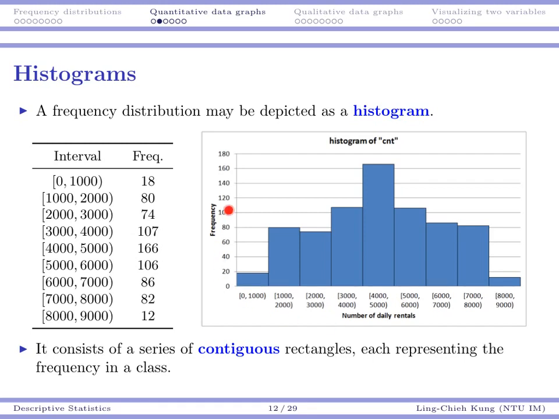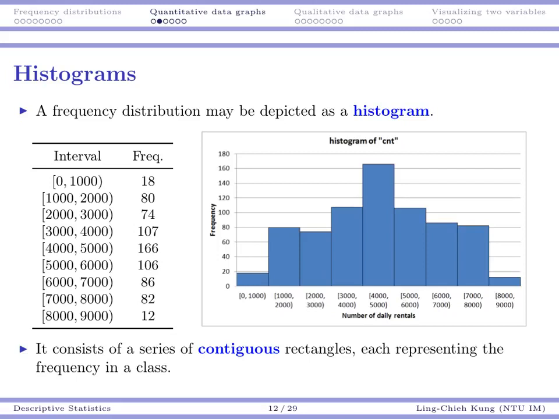Okay, with a histogram like this, you can directly see that most of the daily rentals are around 4,000 and 5,000, and extreme cases are rare, and so on and so on. Okay, you can have a very rough idea about the distribution of your data set.